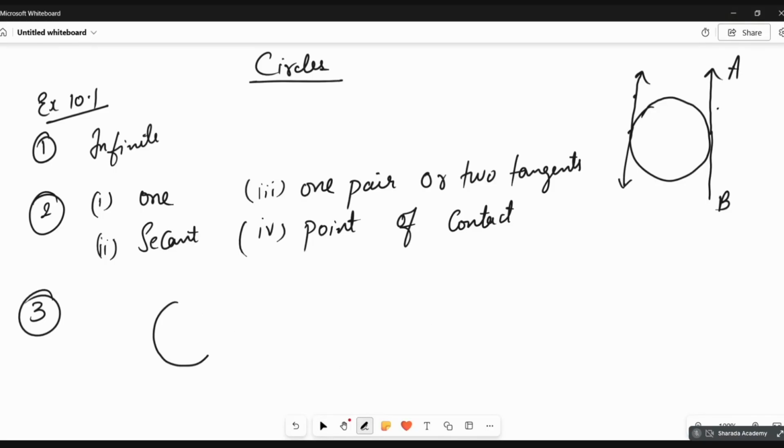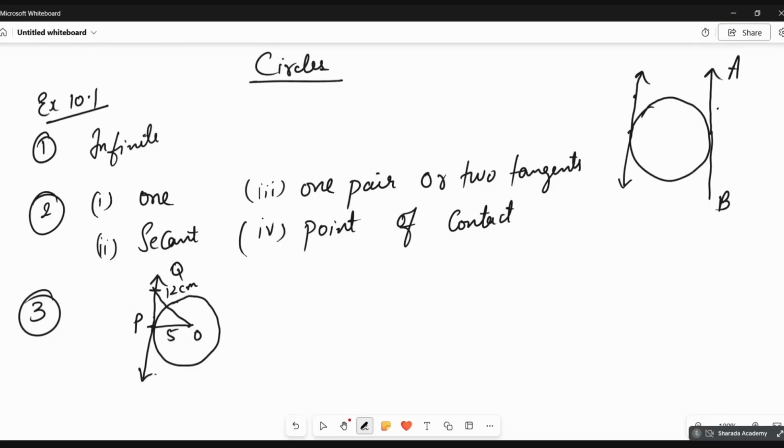We'll draw. So P and this is Q. PQ is a tangent at a point P of a circle of radius 5 centimeters. So this is 5. It meets a line through the center O at point Q. So OQ is 12 centimeter. Find PQ. PQ is this. Q is this point.